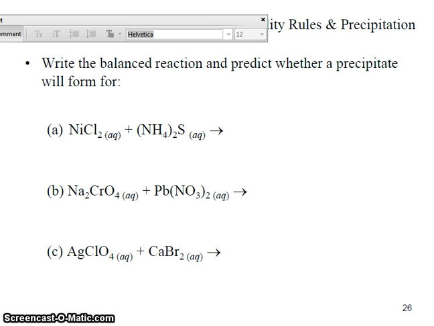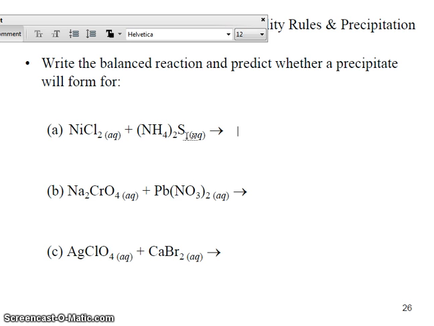Going forward, the next question asks you to write the balanced reaction and predict whether a precipitate will form here. So you're given that you have nickel 2 chloride that's reacting with ammonium sulfide, and we want to predict the product, we want to balance it out, and then we want to predict which one is going to be the precipitate. So realize we have a cation and an anion in both these cases. So this is the perfect format of a double replacement reaction, specifically a precipitation reaction.